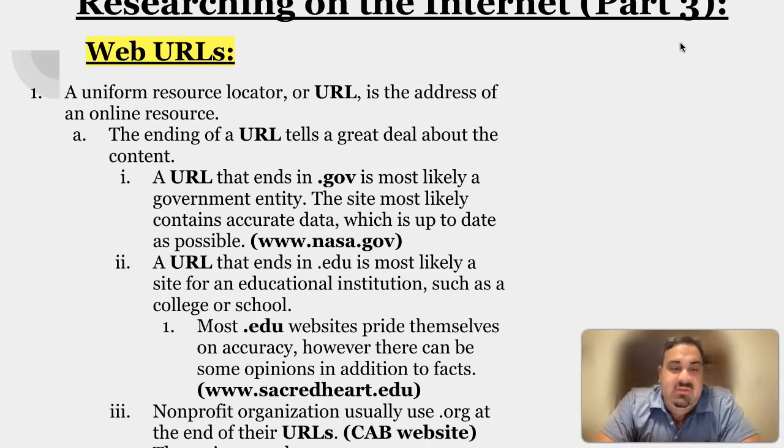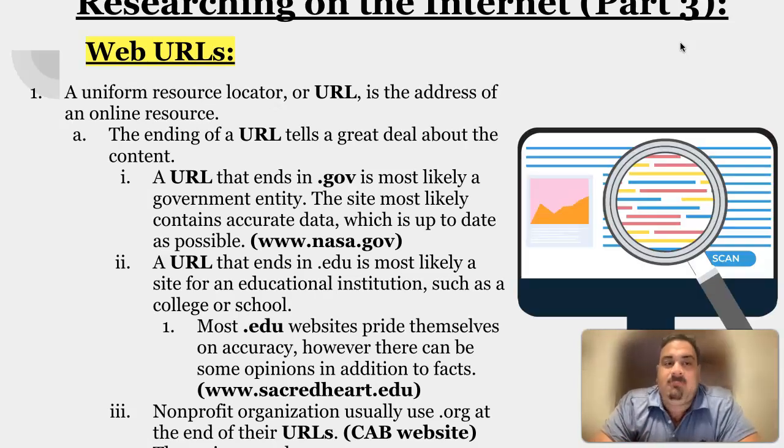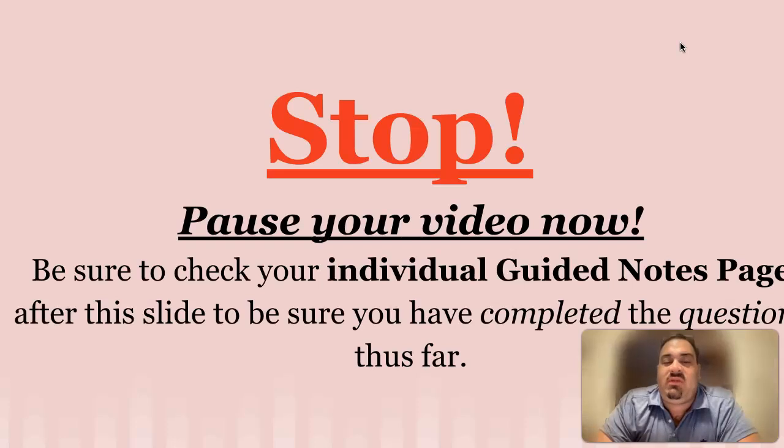And last but not least, nonprofit organizations usually use .org at the end of their URLs. And Catholic Academy of Bridgeport is actually a nonprofit organization. Even though we are a school, schools can be nonprofit and an organization. Okay, and these sites may be very accurate. Okay, continuing, checkpoint, stop. Check your work.